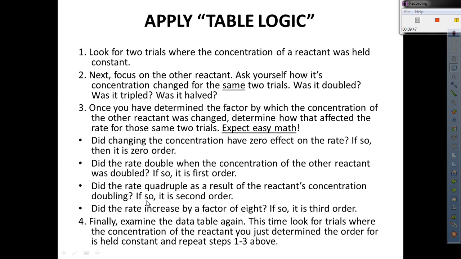All right. So did the rate quadruple when the concentration was doubled? Meaning whatever you did to the concentration, all right, did the square of that happen to the rate? If that's the case, then it's a second order reaction. All reactants in AP Chemistry are going to either be a zero, a first, or a second order. All right.